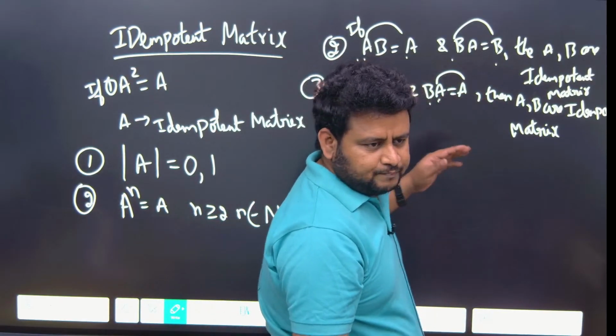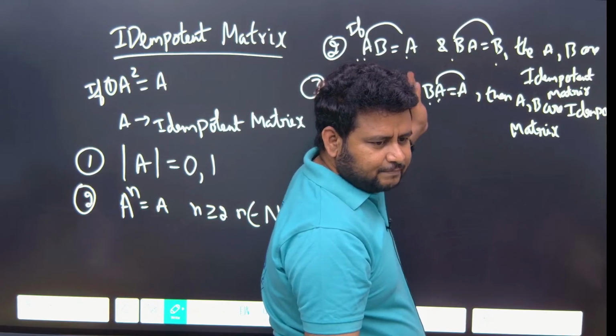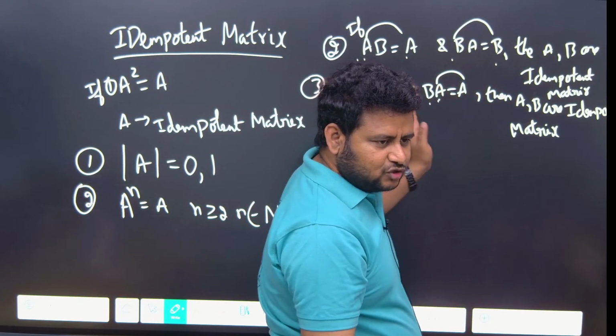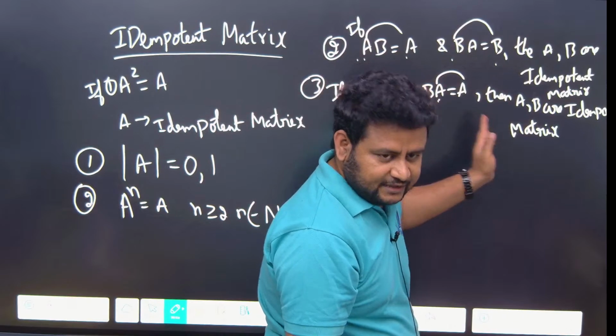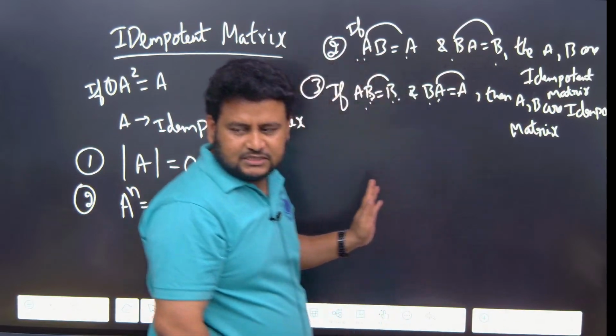Either way around. AB is equal to A, then BA should be equal to B. If AB is equal to B, then BA should be equal to A. Then A and B are idempotent matrices. Then what happens?